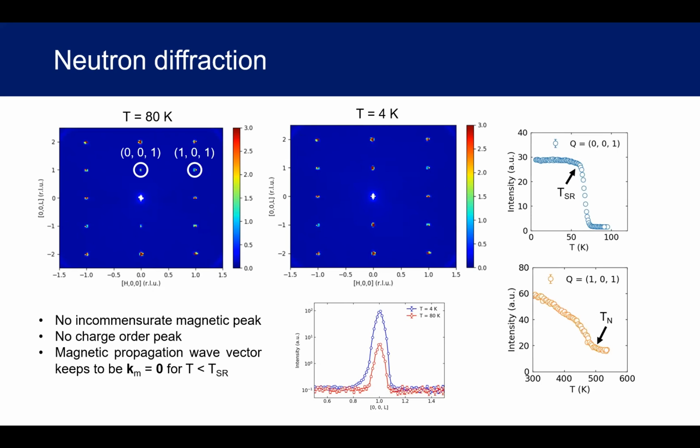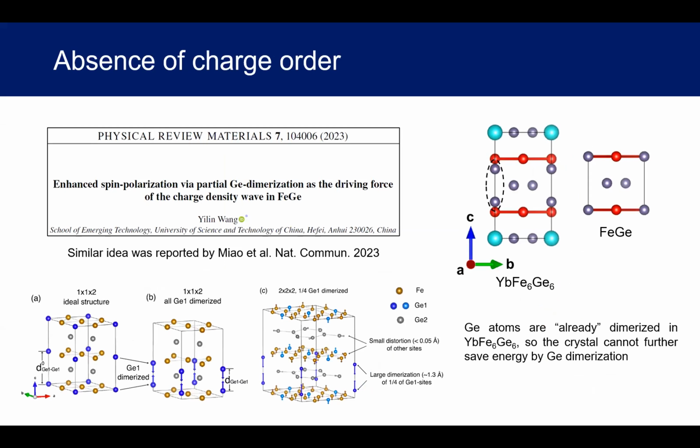And for this 101 peak, we can see around 500 Kelvin, it shows typical order parameter behavior indicating the onset of the long-range magnetic order. So from these two patterns, we can conclude that the magnetic propagation wave vector keeps to be 0, 0, 0 for the canted phase.